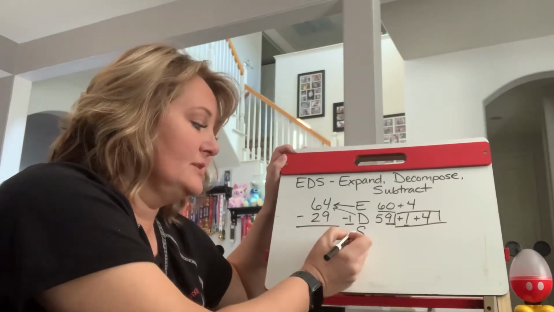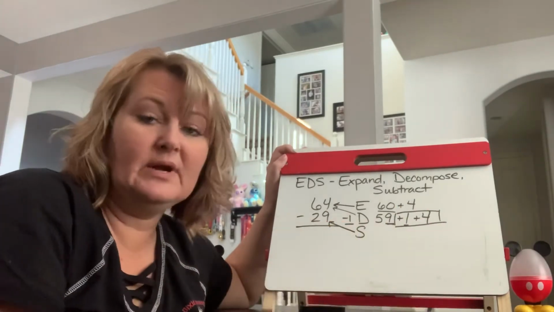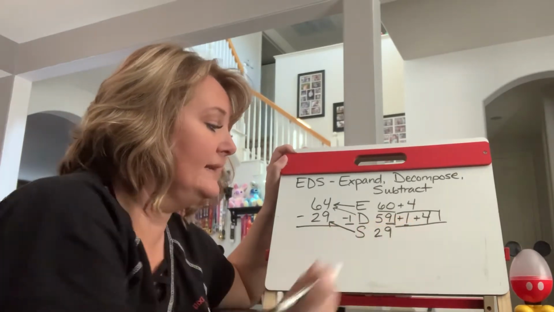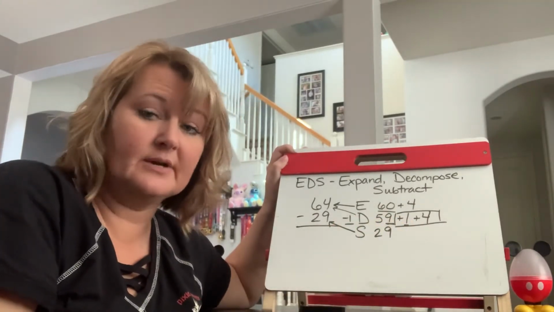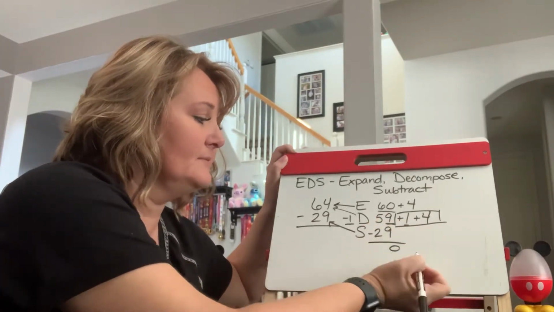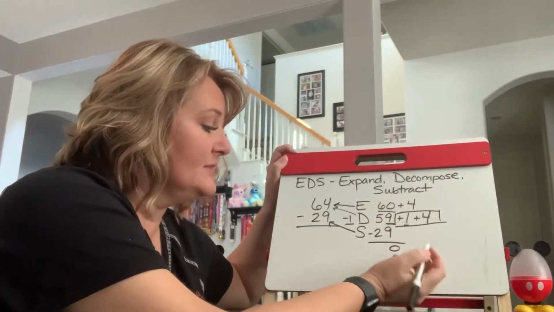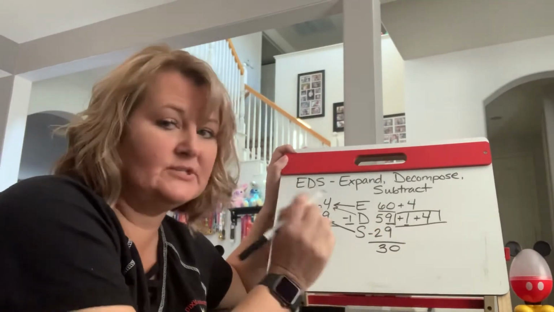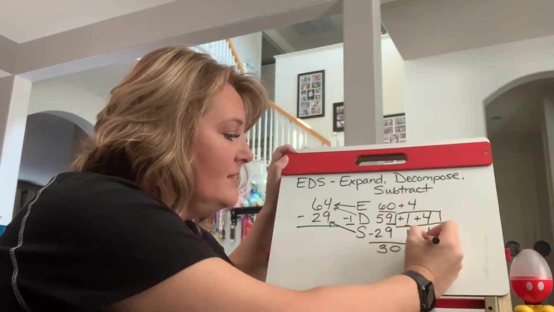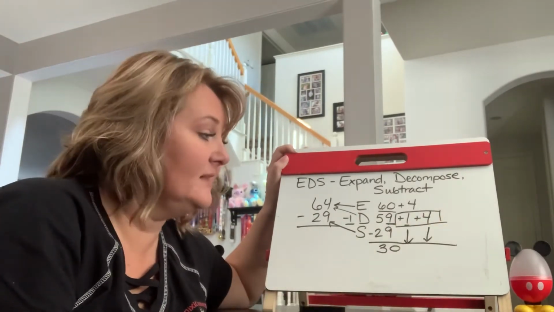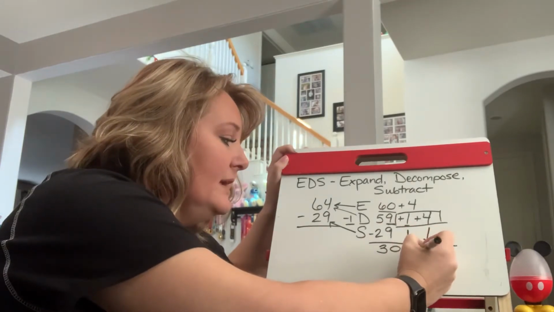Next, I can actually subtract. This is the number I need to subtract. So now can I subtract 29 from 59? Sure, because 9 minus 9 is 0. 5 minus 2 is 3, which is 30. But I'm not done there. Don't forget your elevator. This is where our elevator is going to come down to our bottom floor. That elevator is going to bring down our 1 and our 4.